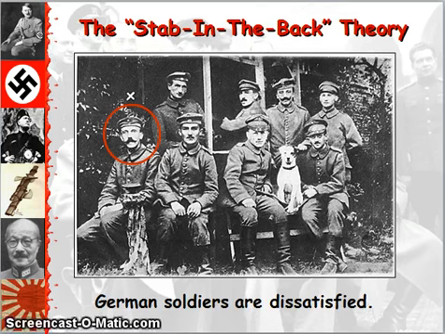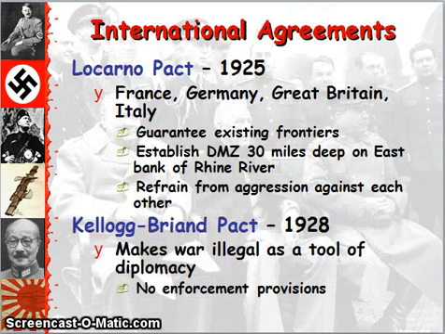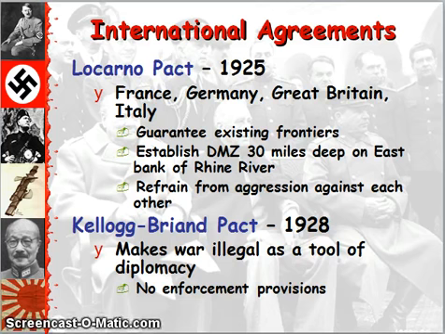One of the provisions for the Treaty of Versailles had Germany taking full responsibility over the Great War. This caused many Germans to begin to feel demoralized and controlled. Some agreements on war were passed, like the Locarno Pact and the Kellogg-Briand Pact. But they, like the League of Nations, were ineffective and not enforced.